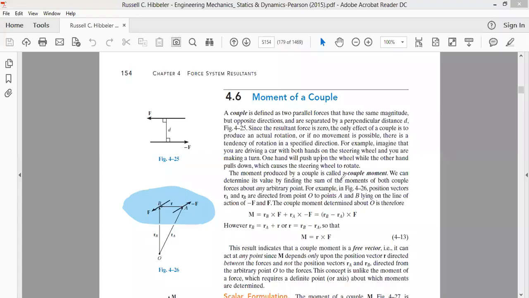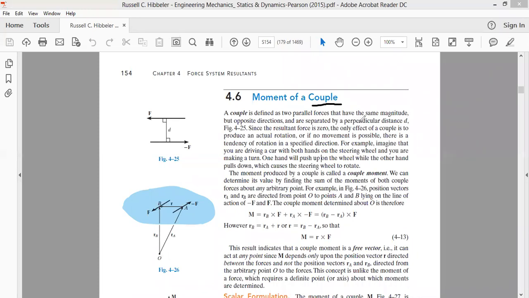Okay, I welcome you to this topic on moment of a couple. Today we'll be starting with the moment of a couple. Before we start the moment of a couple, we need to define what we essentially mean by the couple.